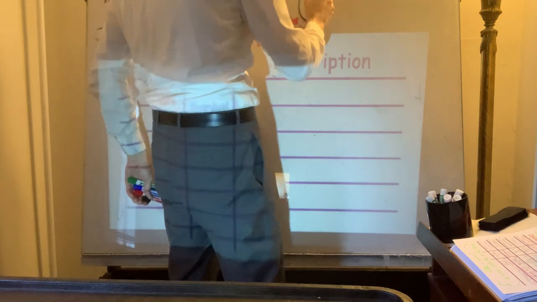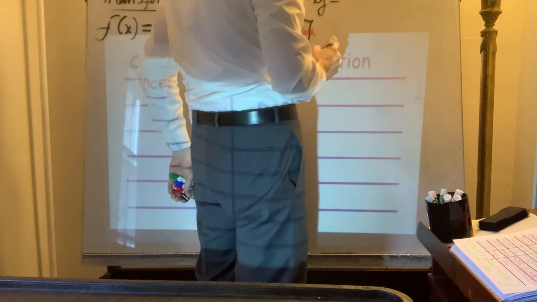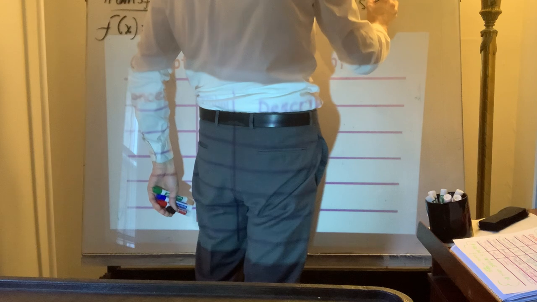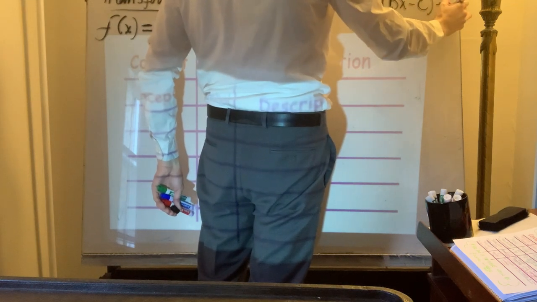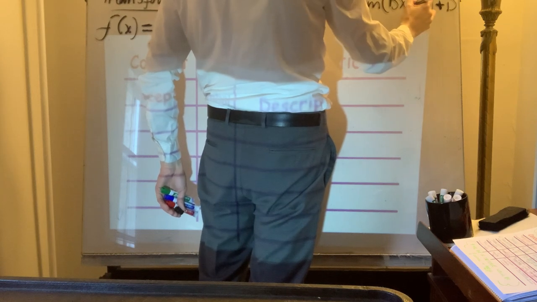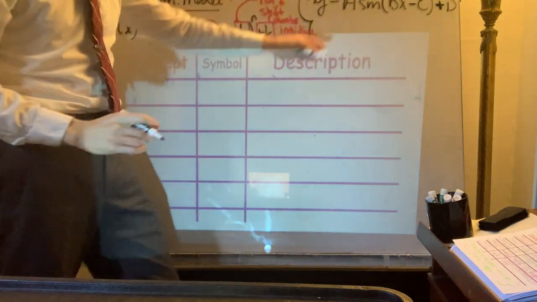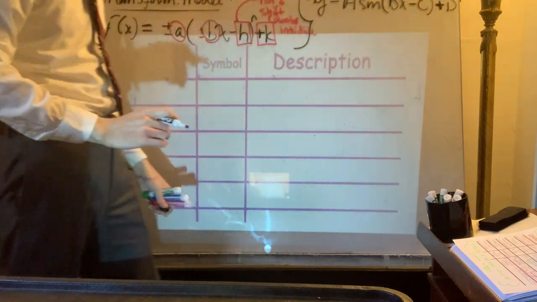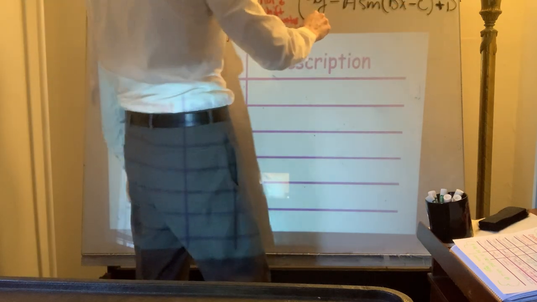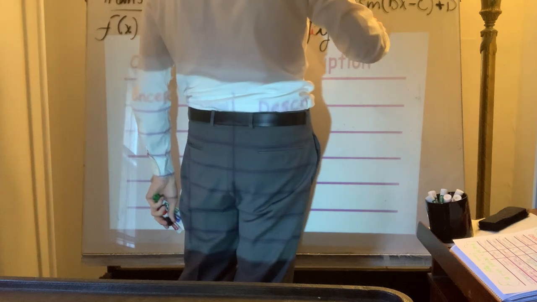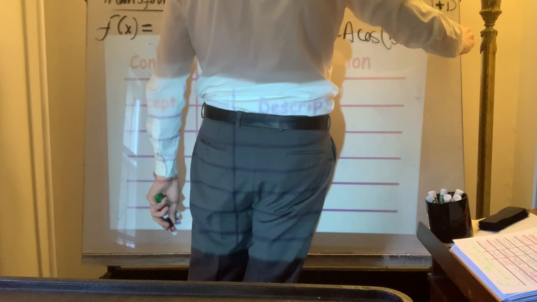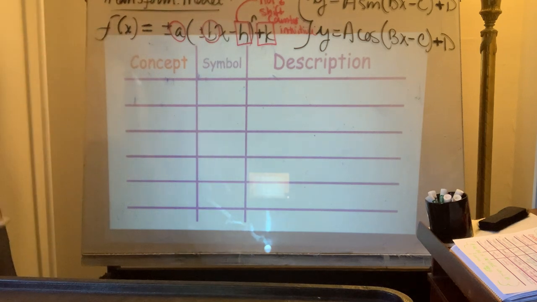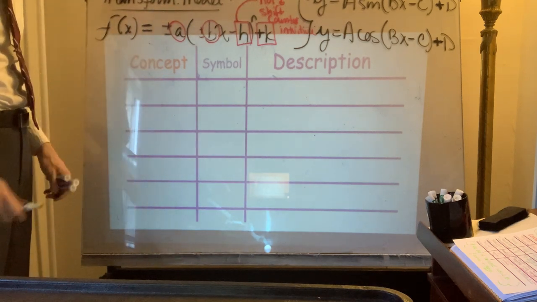You'd have either, and I use capital letters instead, A sine of Bx minus C plus D, which I think makes it a little bit more obvious that these are a job of transformation. And if not sine, then cosine. Now, depending upon whether you're a physicist or a purist math person, you may refer to these things slightly differently, but this is essentially what they do.